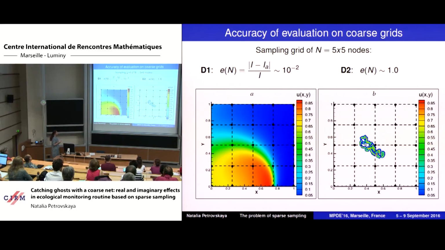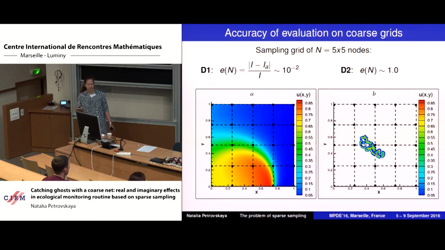We can see that in the first case we have a really very accurate evaluation, because the error is of the order 10 to the minus 2, and in many ecological problems we require something like, normally, of the order of 10 to the minus 1, so it's much, much better than the required accuracy.